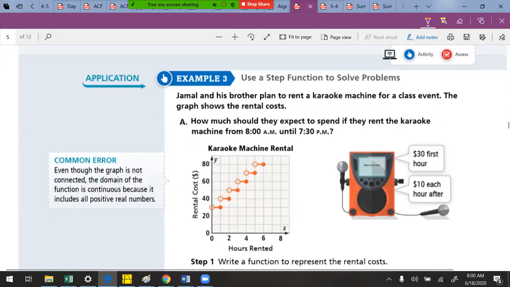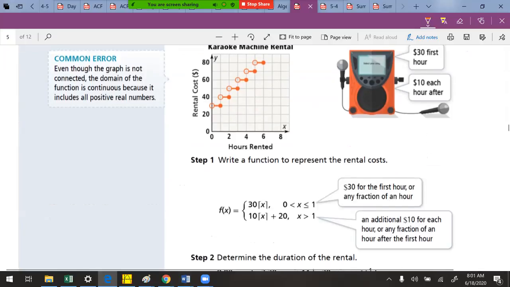Jamal and his brother plan to rent a karaoke machine. In the beginning, they get charged 30 bucks, but then every hour after that, they get charged 10 bucks, okay? As you write a function, boom, there you go. So notice, this is a typo as a matter of fact. This should be 30, not 20. The reason why it's not 20 is because you're starting off with 30. So it should be 30, not 20.